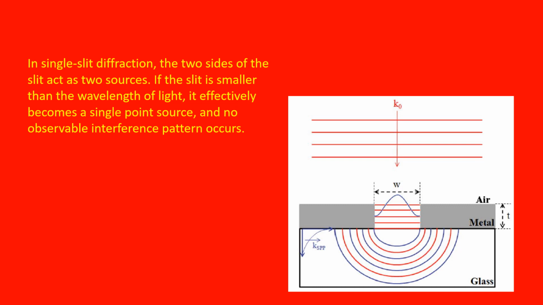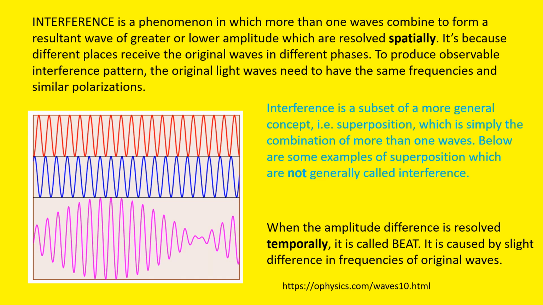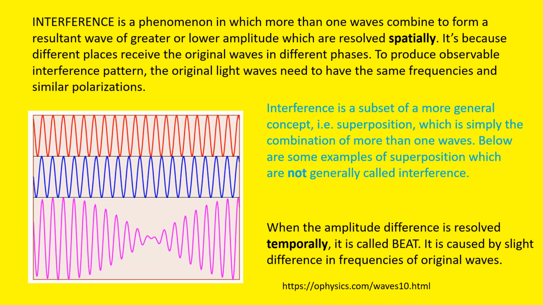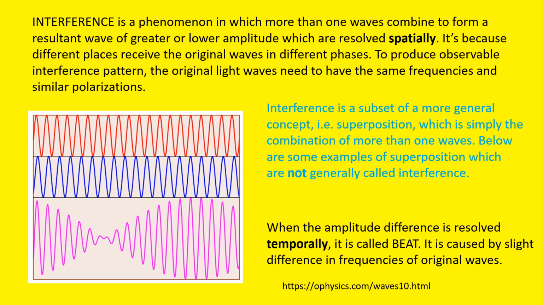In single-slit diffraction, the two sides of the slit act as two sources. If the slit is smaller than the wavelength of light, it effectively becomes a single-point source, and no observable interference pattern occurs. Interference is a phenomenon in which more than one wave combines to form a resultant wave of greater or lower amplitude, which are resolved spatially.